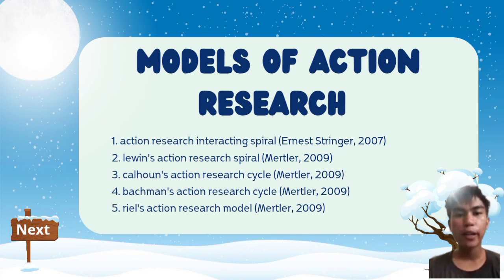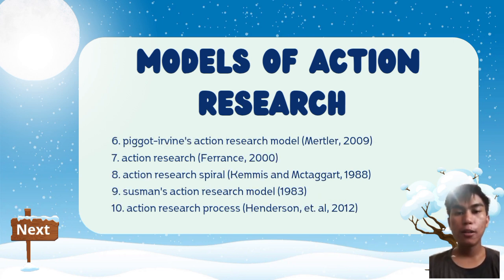First, action research interacting spiral by Ernest. Second, Lewin action research spiral by Mertler. Third, Calhoun's action research cycle by Mertler. Fourth, Bachman action research cycle by Mertler. And the fifth is Riel's action research model by Mertler. And the sixth is Piaget-Irvine's action research model by Mertler, and the 7th is action research by Ferrance. And 8 is action research spiral by Kemmis and McTaggart, and the 9th is Sussman action research model in 1983, and the 10th is action research process by Henderson.